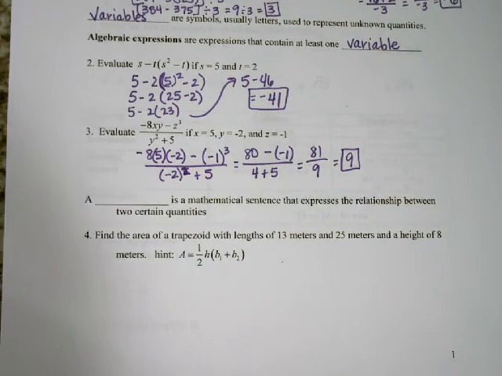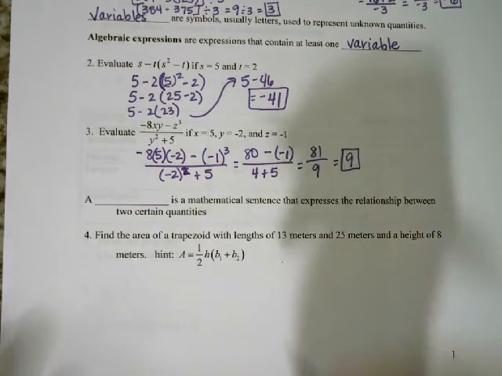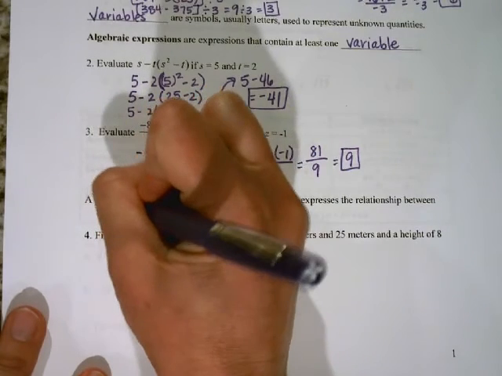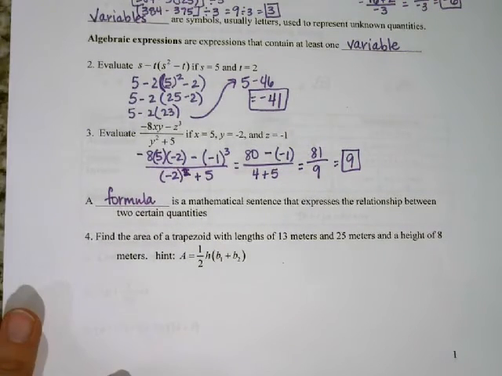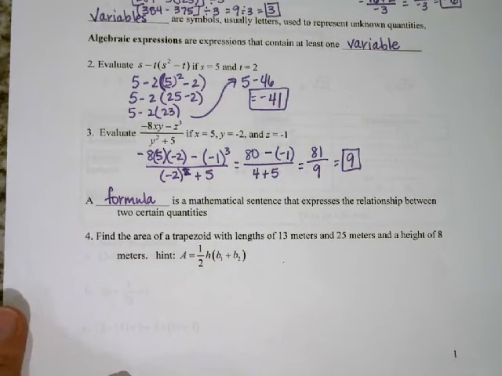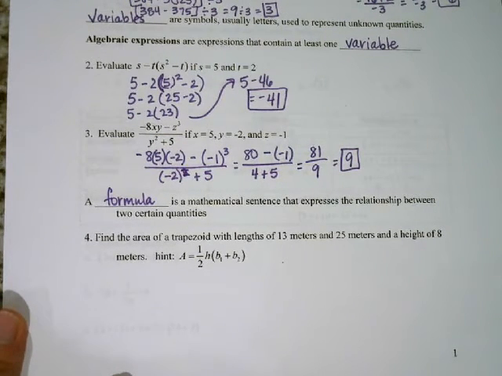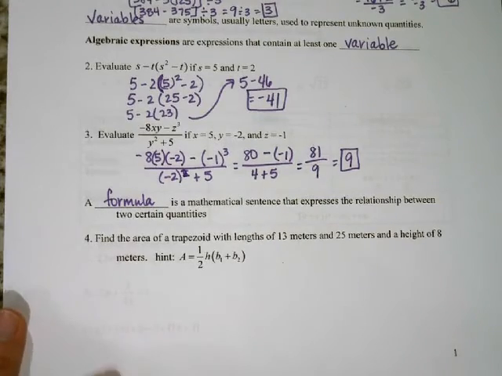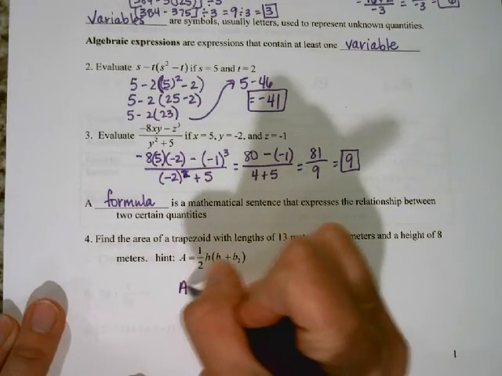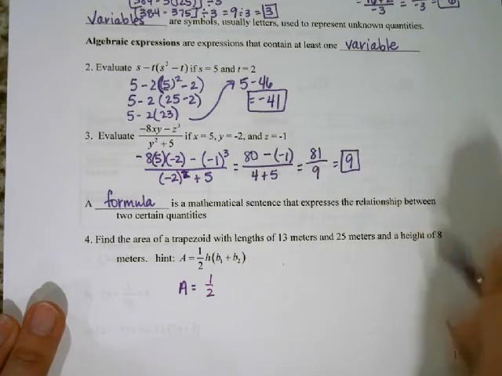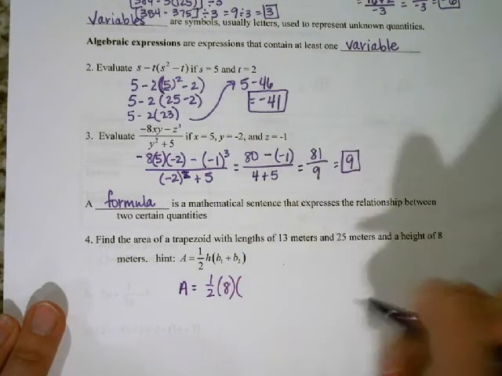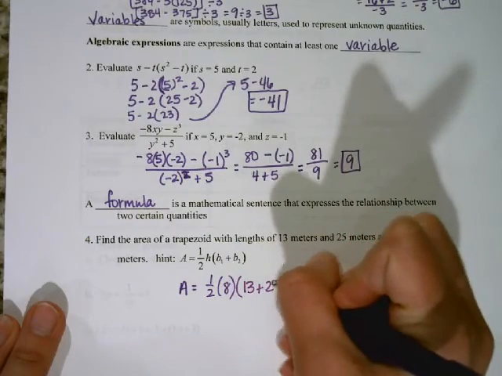All right, last thing here on this first section, a blank: a formula is a mathematical sentence that expresses the relationship between two certain quantities. So in number 4, it says find the area of the trapezoid with base lengths of 13 and 25 meters and a height of 8 meters. I gave you the formula, but we don't need it because we just did it recently. My formula is 1/2 the height times the sum of the bases. So 1/2, my height is 8, one of my bases is 13, the other is 25.